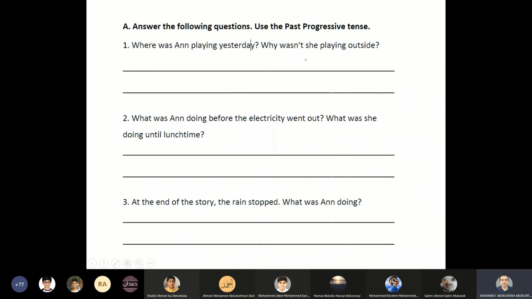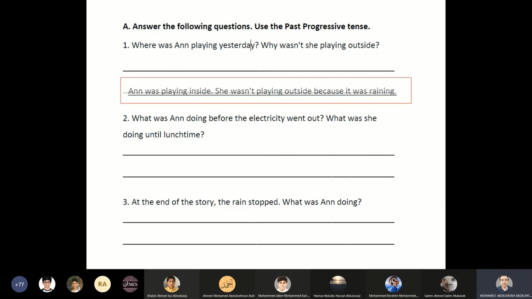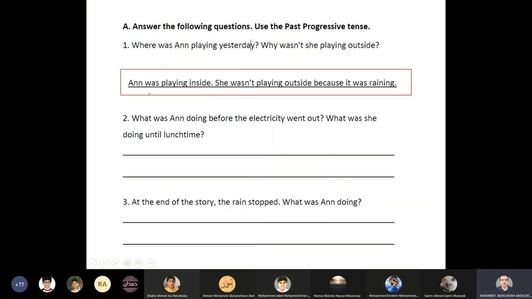Why wasn't she playing outside? What is the reason that made her play only inside her house, not outside? Because it was raining outside. Yeah, because it was raining outside. So this is the correct answer, Ahmed. Anne was playing inside. She wasn't playing outside because it was raining.